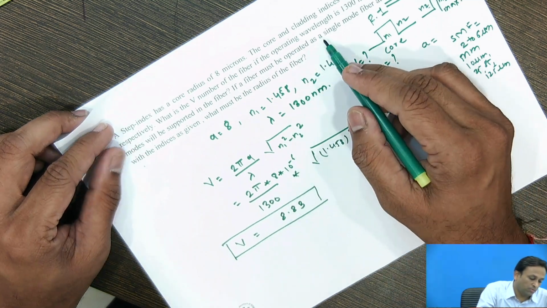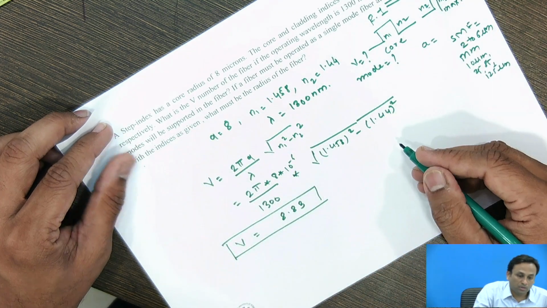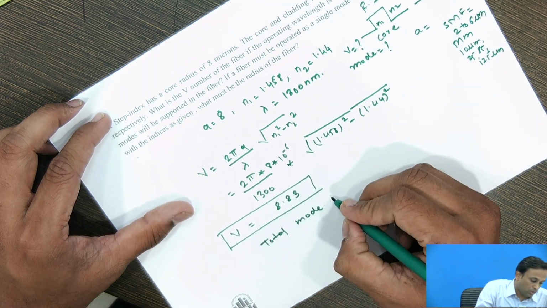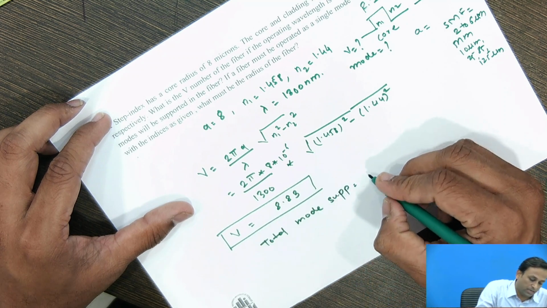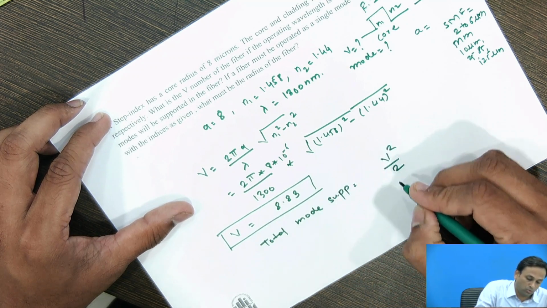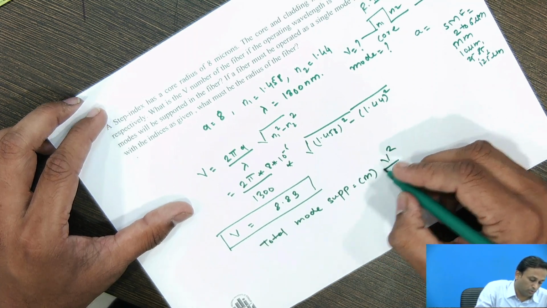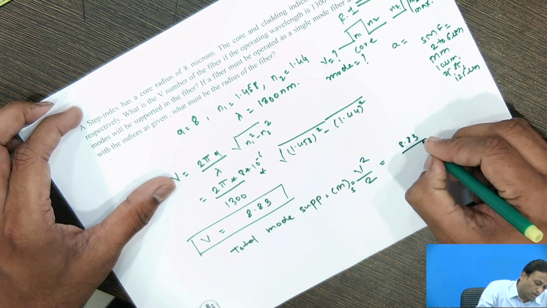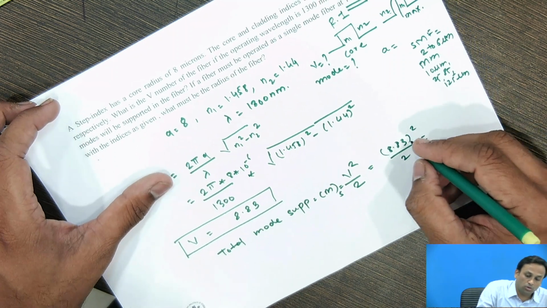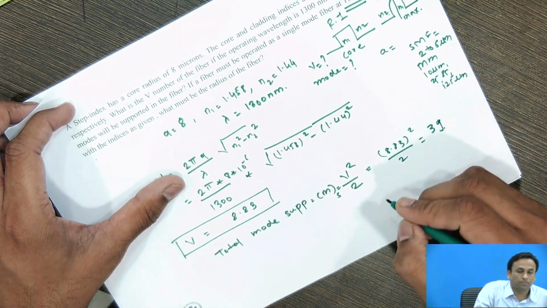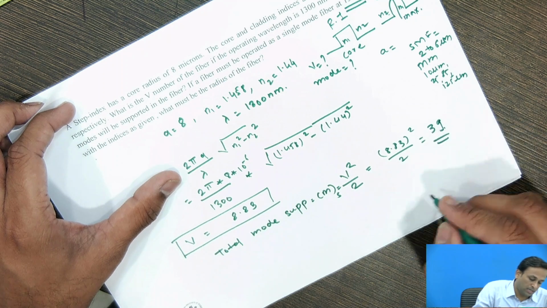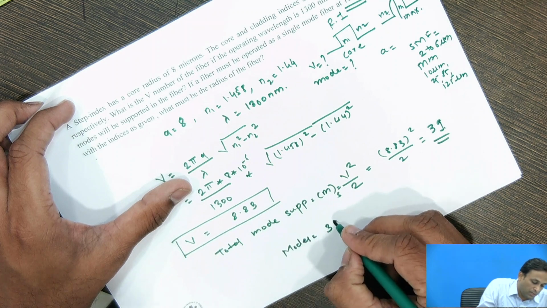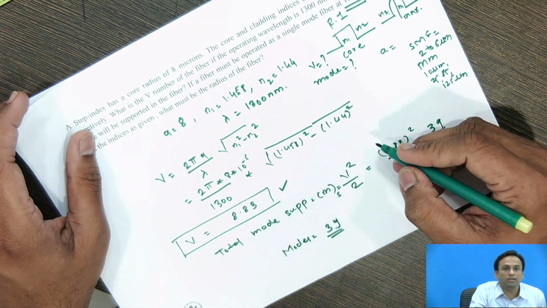Now they have asked how many modes will be supported. So for the total modes supported, how is it calculated? It is calculated as V square by 2, that is M. So 8.83 upon 2 square, it comes to be 39. So the number of modes will be 39, and V will be 8.83.